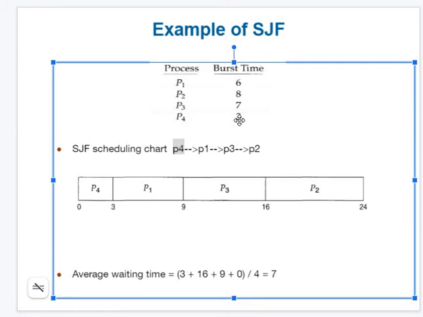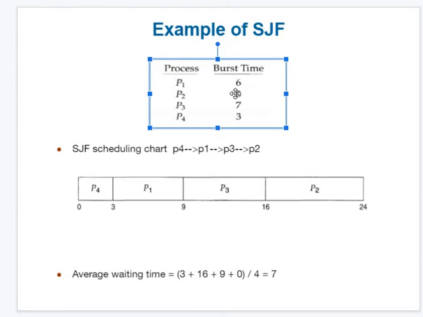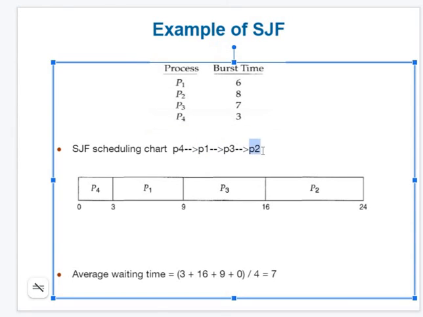Then what happens? Next little upper number or bigger number is 6. So 6 means what? P1, P4 and P1. Next we are left with the two processes. One has 8, one has 7. Who has a smaller burst time? P3. So next is P3 and the last is P2, like this.